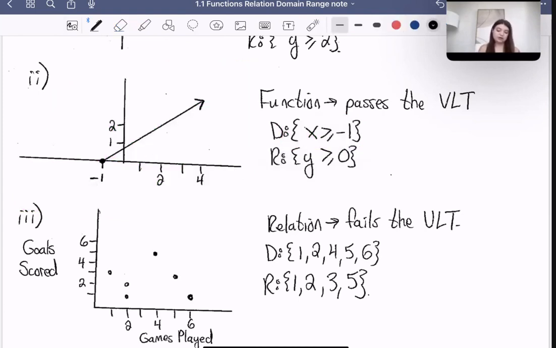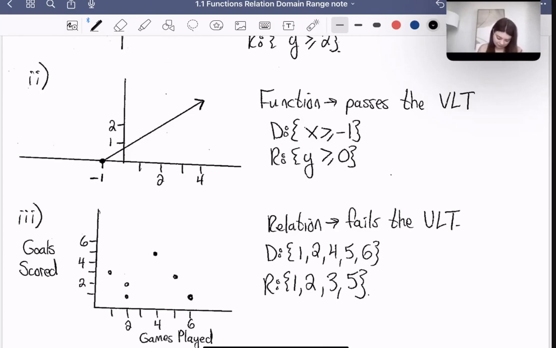For domain, we start at the left, we see, okay, are there points here? We go all the way to the right and we see where there are points on that x-axis with respect to our domain. And then for range, the opposite. We start at the bottom and we keep going up and see where those points are going to be.